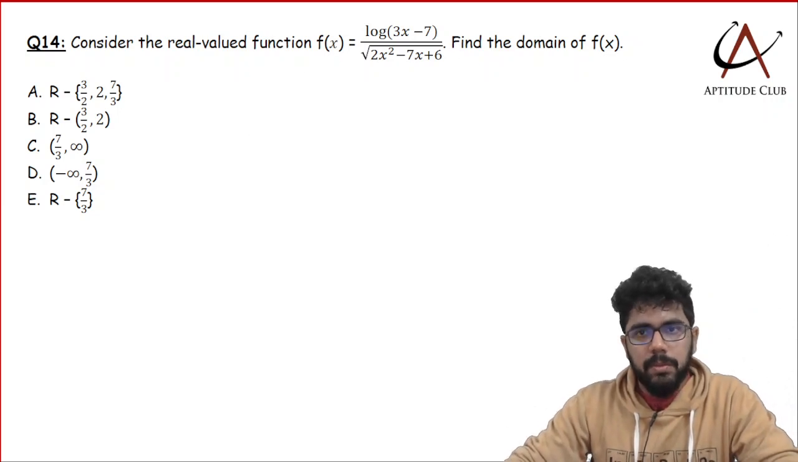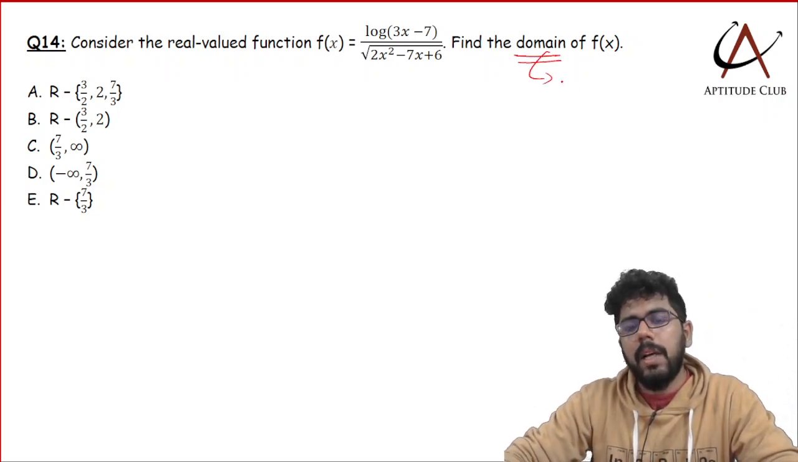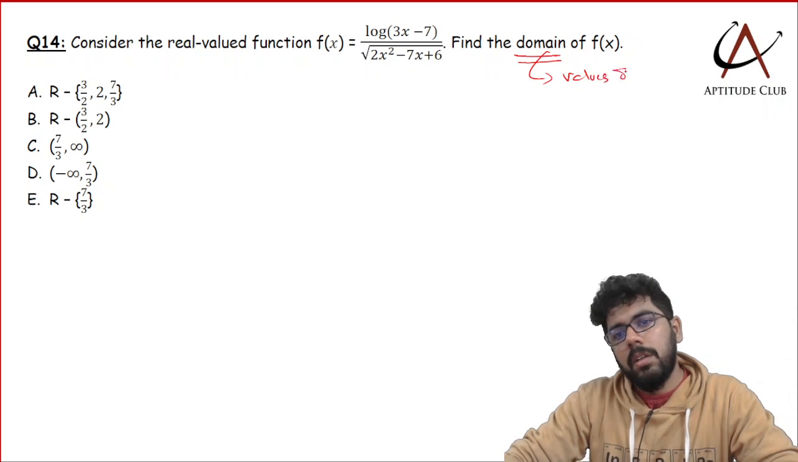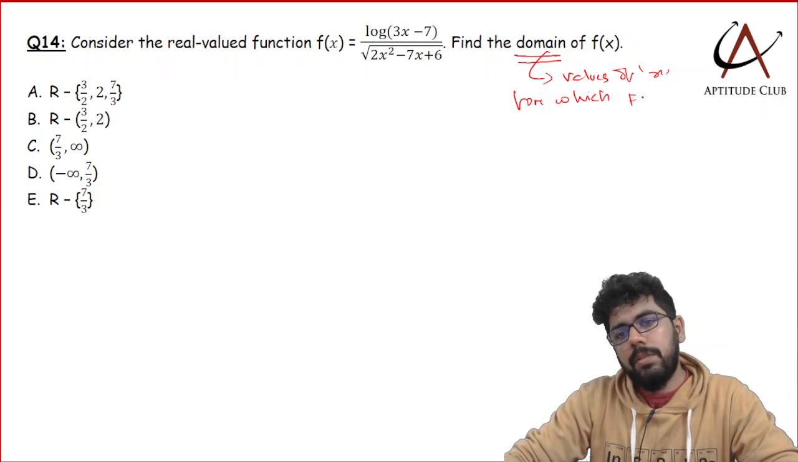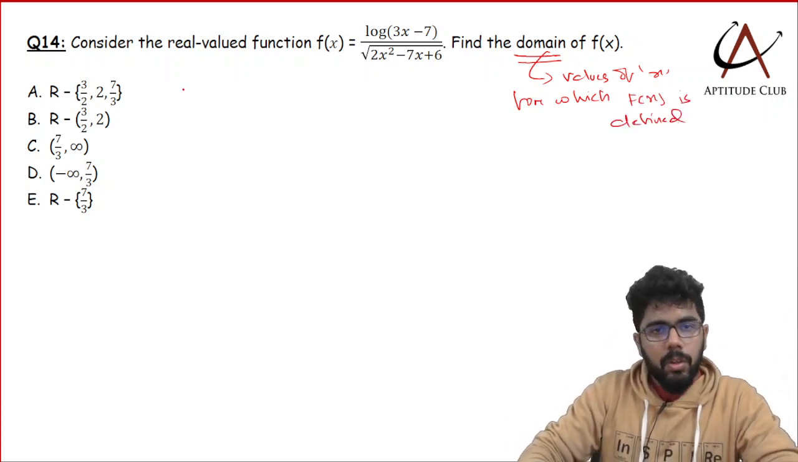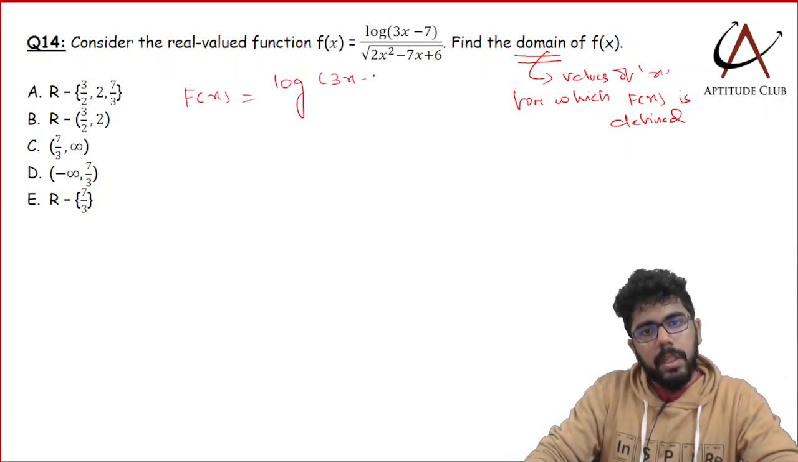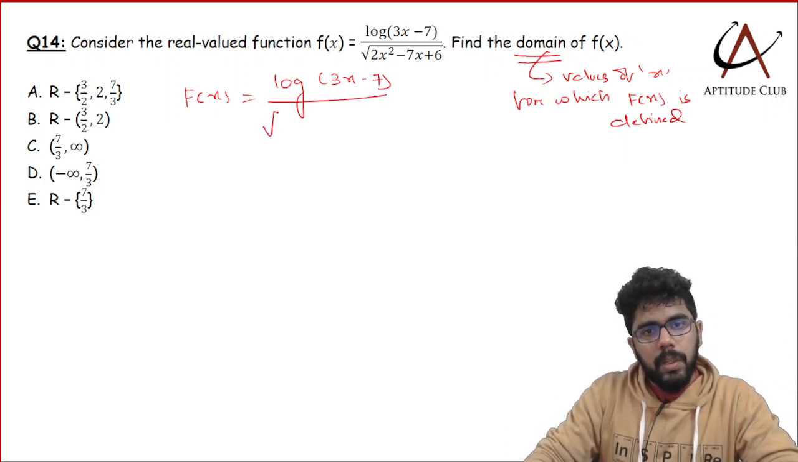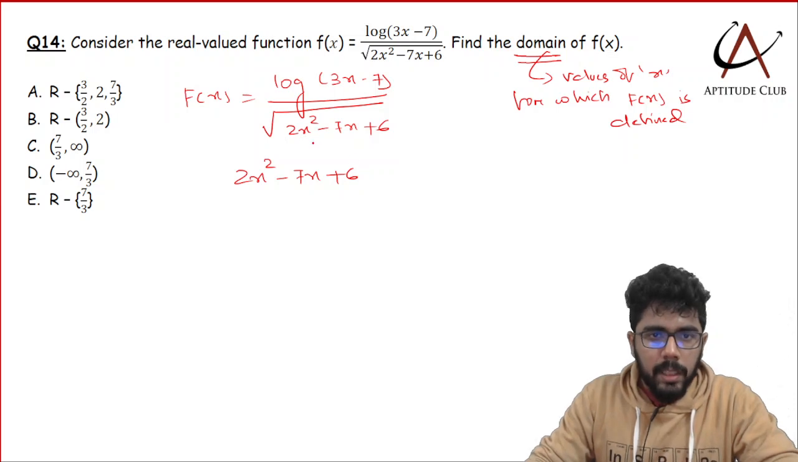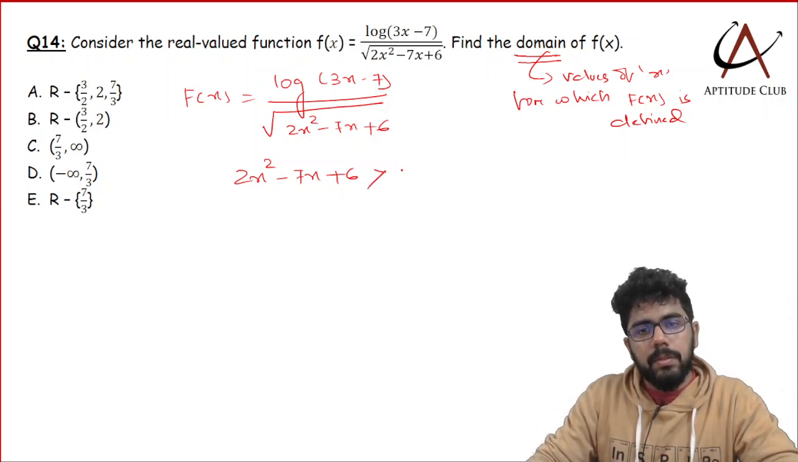All right, let us come to this. Find the domain of a function. Domain is the values of x for which f of x is defined. So I have f of x, it is log of 3x minus 7 divided by square root of 2x square minus 7x plus 6. The first thing that I can look at here is the denominator should not be 0 and the thing inside the square root should be positive.